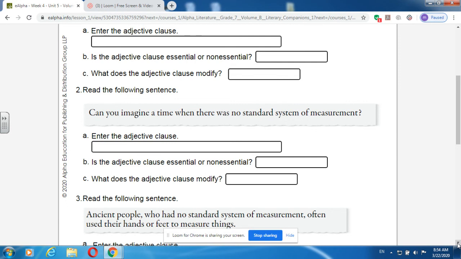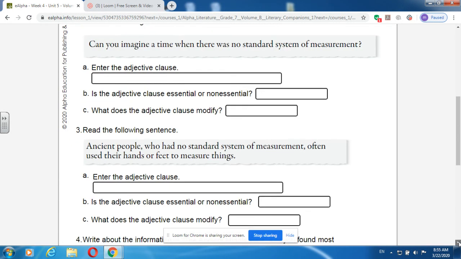Same principle goes for these answers also. Look at the sentence. You'll see the relative pronoun when. So it starts at when. Is it essential or non-essential? Do you see a comma? No. So if you don't see a comma, you know that it is essential. Let's go to number three.